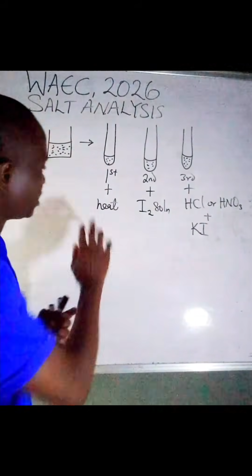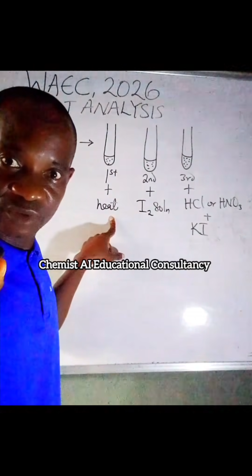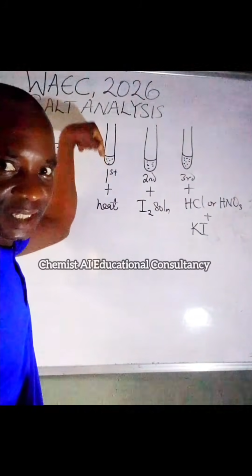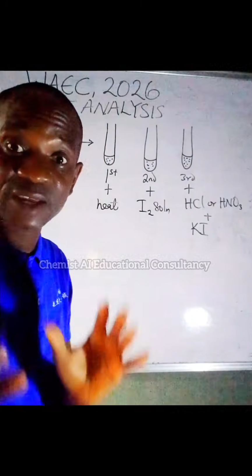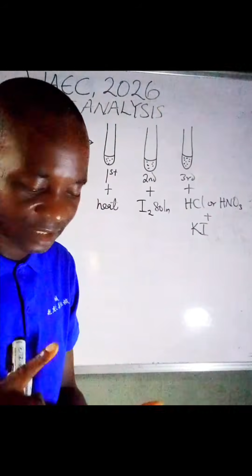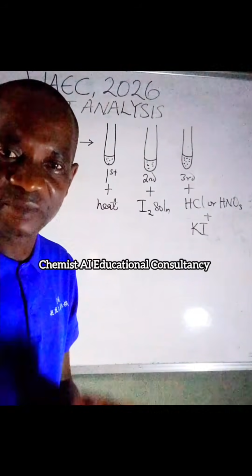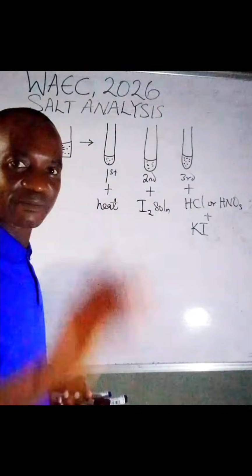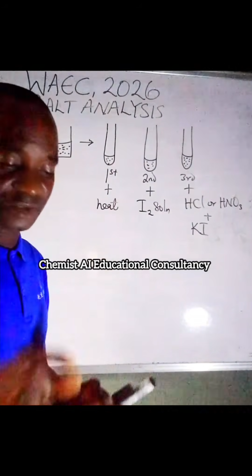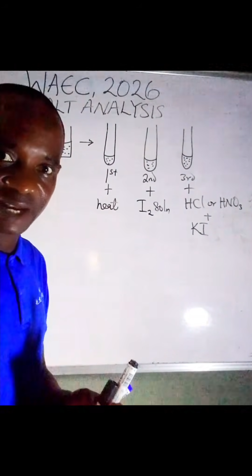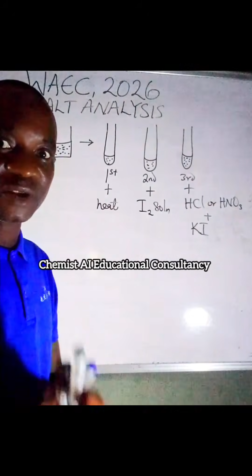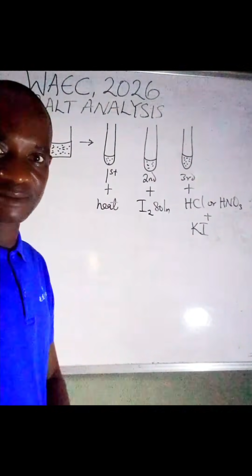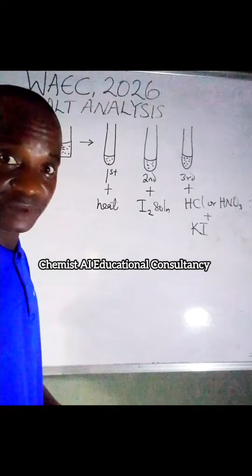If they ask you to heat, this heating is to verify if there is an organic compound inside this sample. Whenever you heat an organic compound, it turns black, proving that it is made up of carbon. So whenever you heat, the substance will turn black. And when it turns black, you observe. Under observation, you write black residue. And under inference, you write organic compound present. That is the response they want from you.